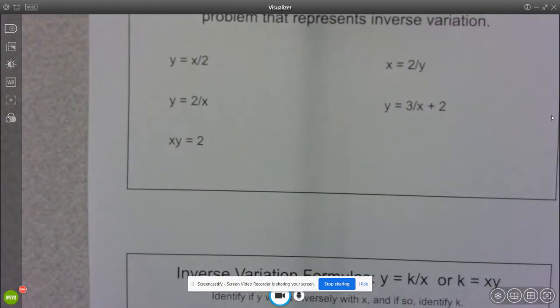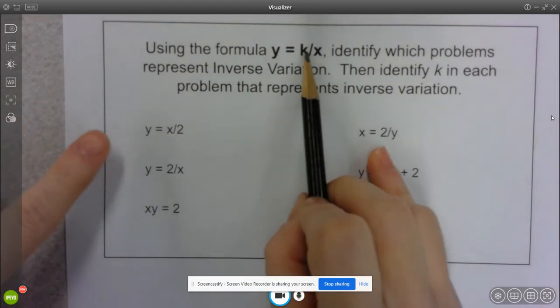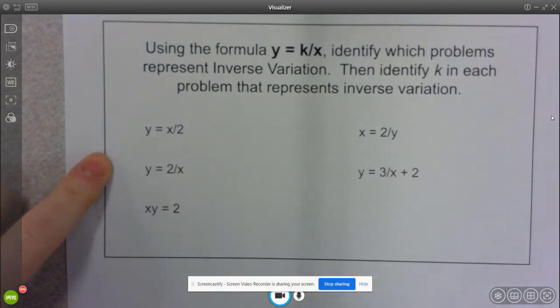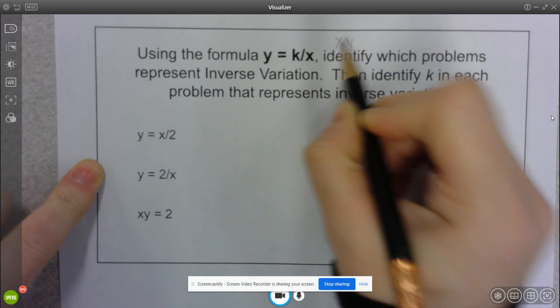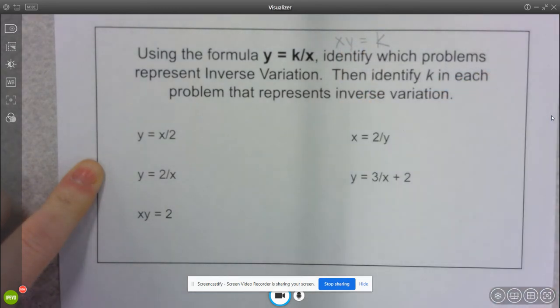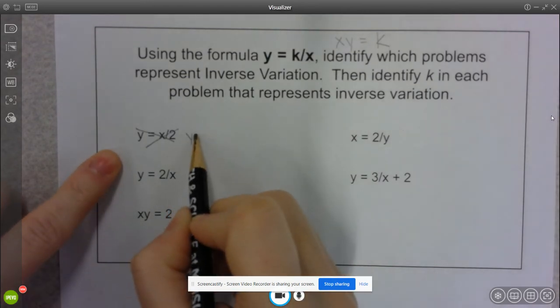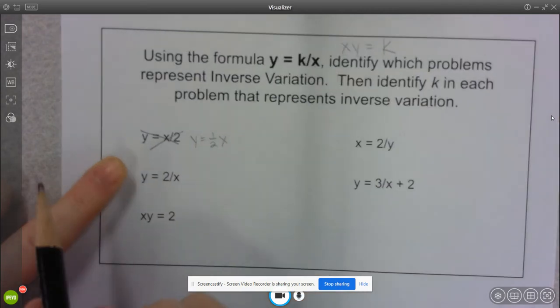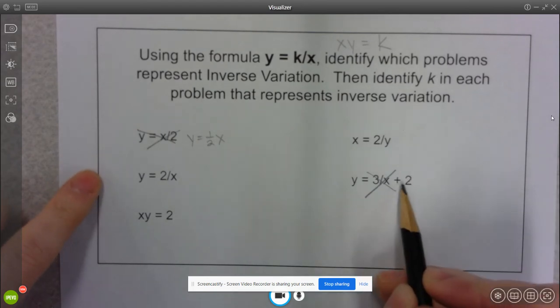So again, we're going to look at some equations. So I need k to be in the numerator and x to be in the denominator, or I could see y times x being equal to k. So that's no good because x is being divided by something. I could have also rewritten this as 1/2 x. So that actually is direct variation. That's no good because it's got something added to it.